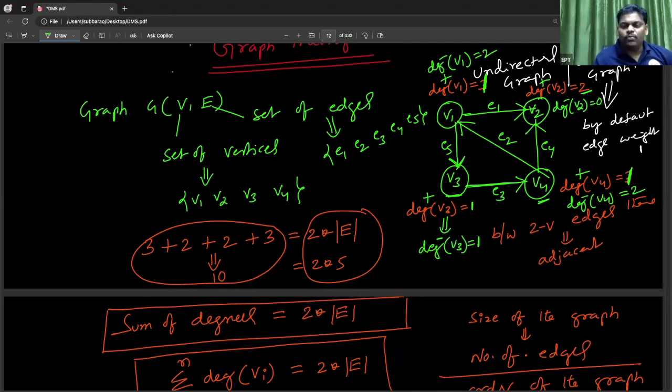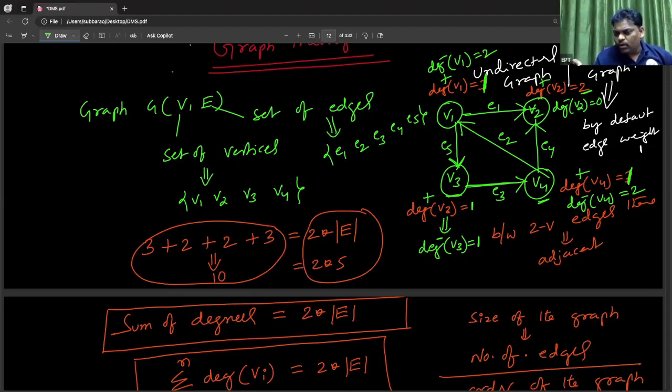Remember, from today onwards, anywhere you see in-degree and out-degree, please remember it is a directed graph.